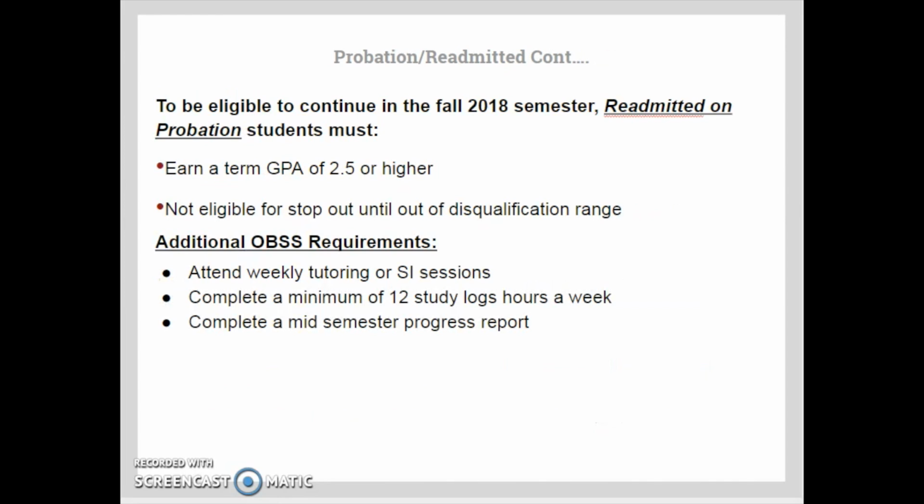To be eligible to continue in the fall 2018 semester, readmitted on probation students must earn a term GPA of 2.5 or higher. They're unfortunately not eligible for stop out until out of the disqualification range. Additional OBSS requirements: you must attend weekly tutoring or SI sessions, complete a minimum of 12 study log hours a week, and complete a mid-semester progress report.